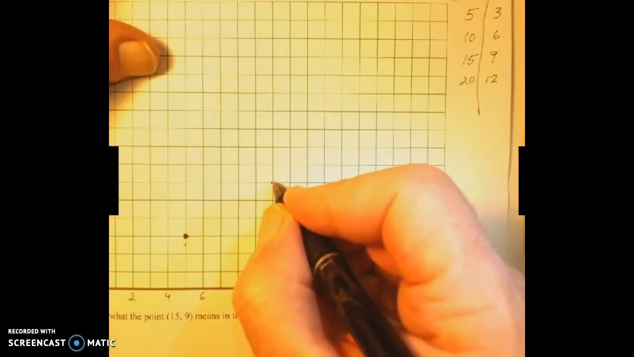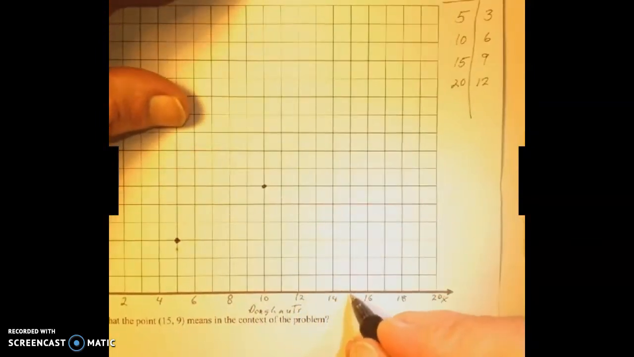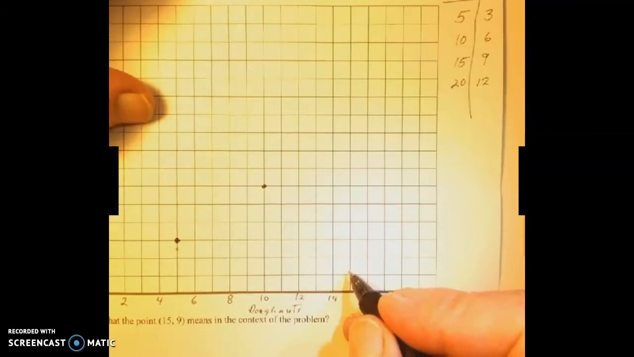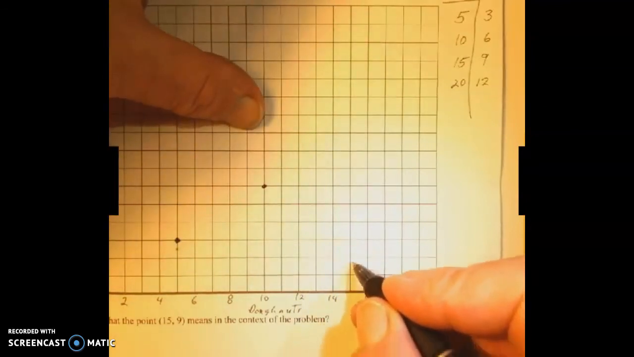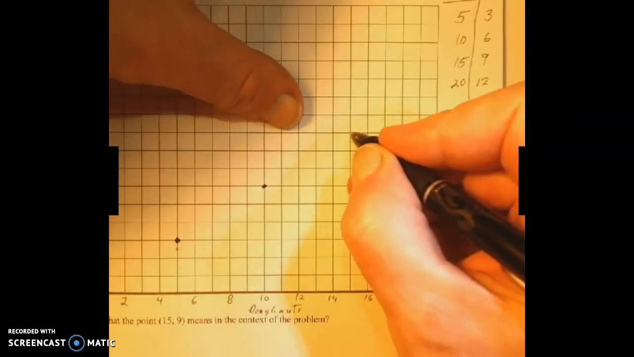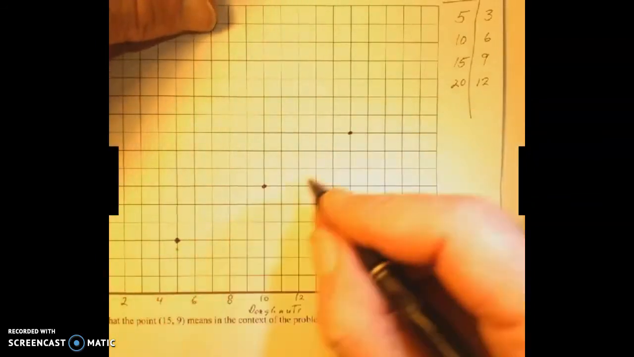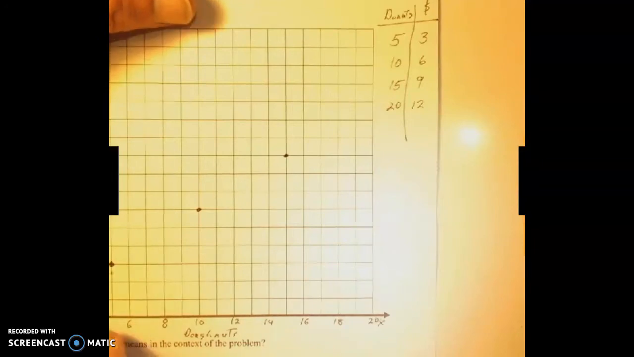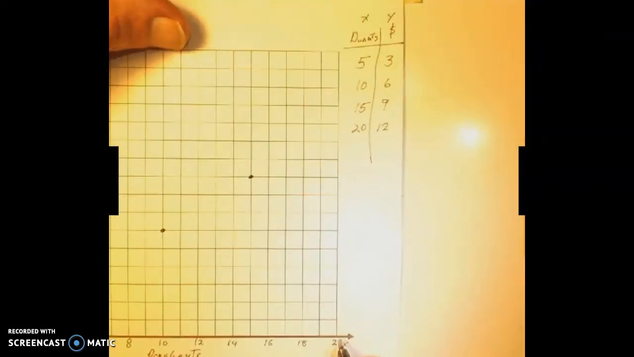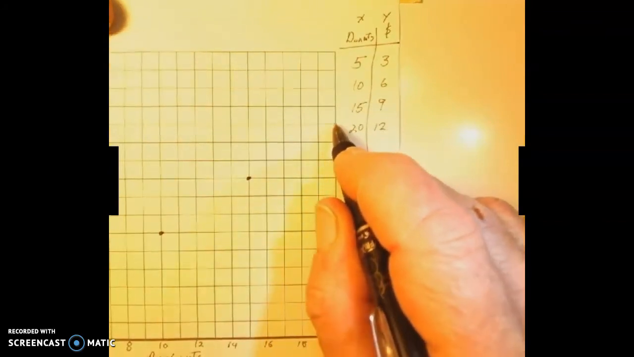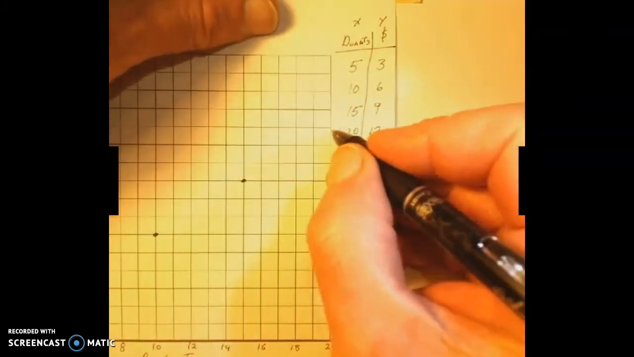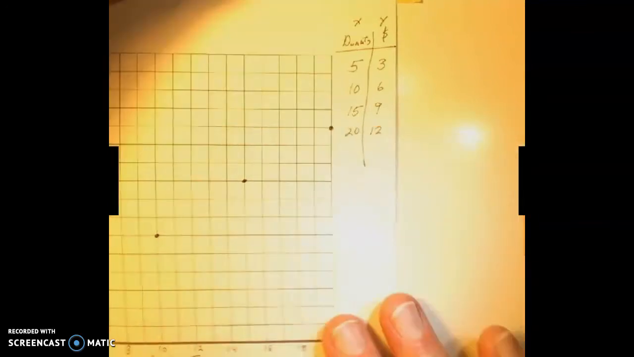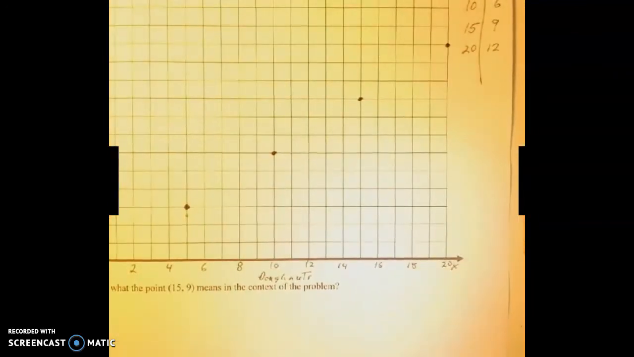Follow that across. There it is. 15 donuts would be here. Will cost $9. And that is here. Our points should be falling into a straight line because we use that same rate to get all of these ordered pairs. And then finally, 20 donuts is supposed to cost $12. That is right here.